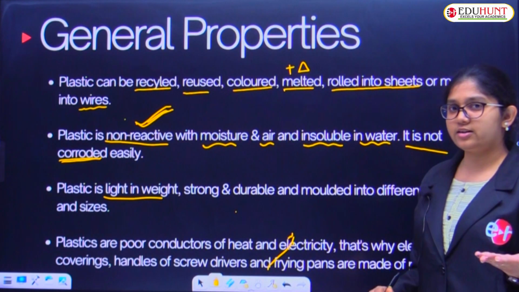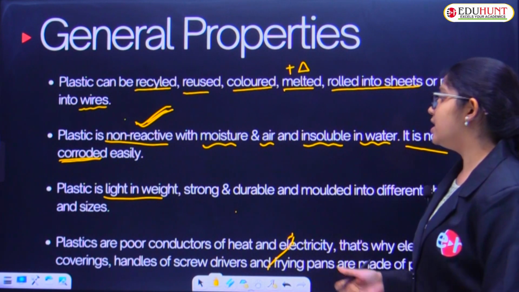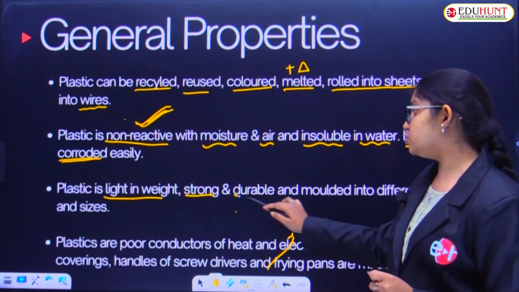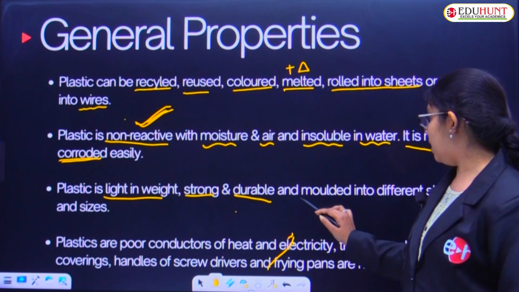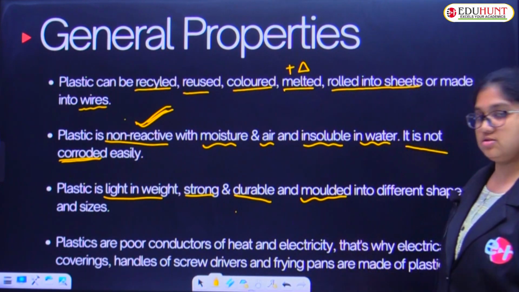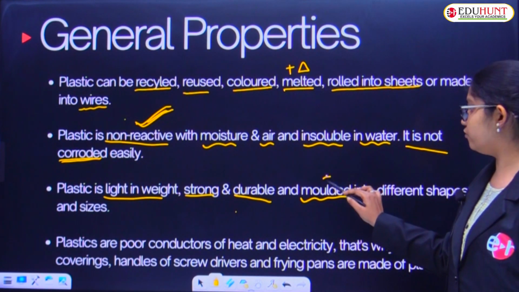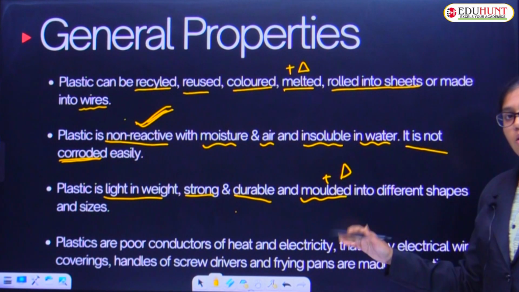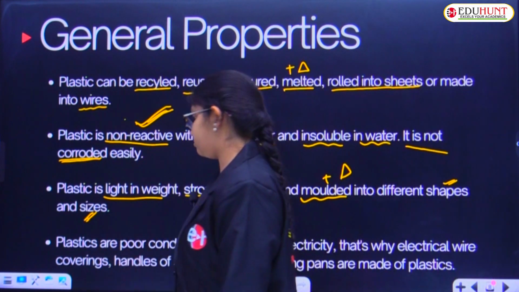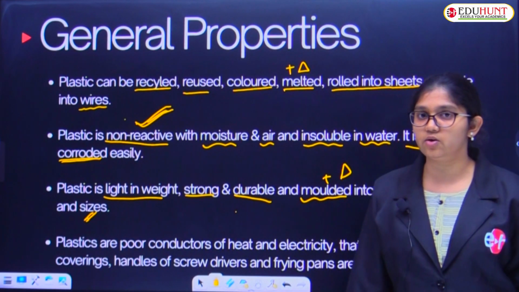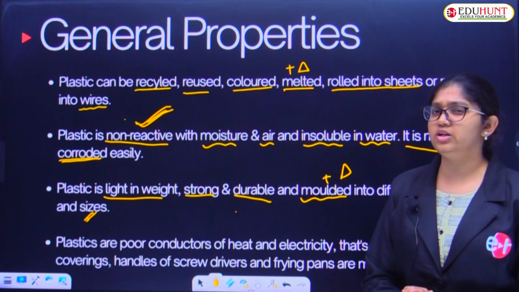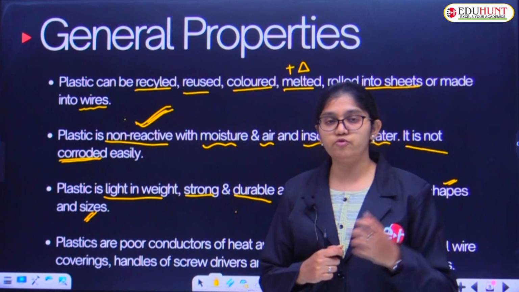It is light to hold and easy to carry, no? It is strong. Some are very strong, durable and long lasting, and can be molded into different shapes and sizes. By applying a certain amount of heat, it can be melted and molded into different shapes and sizes. Light in weight, easy to carry, strong, durable, and with no leakage, so we use it for packing food items, especially.